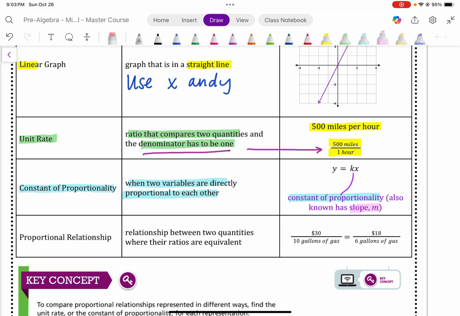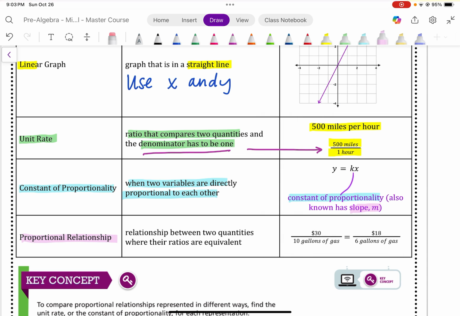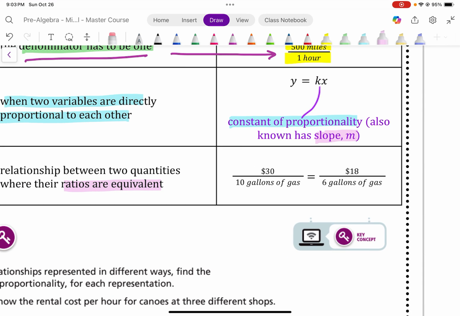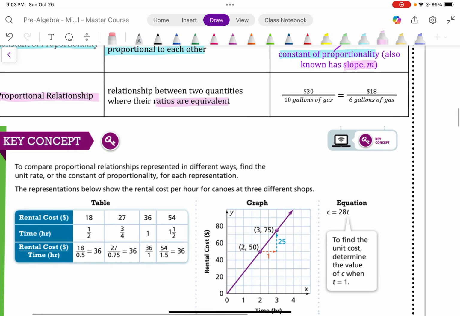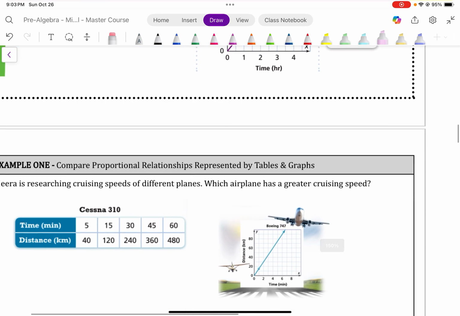And a proportional relationship is a relationship between two quantities when their ratios are equivalent. So if you pay $30 for $10 of gas, you would also pay $18 for 6 gallons of gas. And we can see this in a table, in a graph, and in an equation.